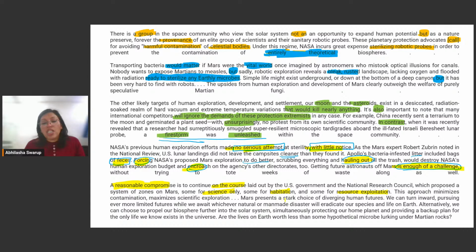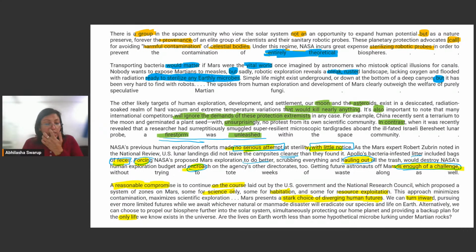Mars presents a stark choice of diverging human futures. You could have very different human futures, and it's very harsh. We can turn inward, pursuing even more limited futures while we await whichever natural or man-made disaster will eradicate our species and life on Earth. Or alternatively, we can choose to propel our biosphere further into the solar system, simultaneously protecting our home planet and providing a backup plan for the only life we know exists in the universe.